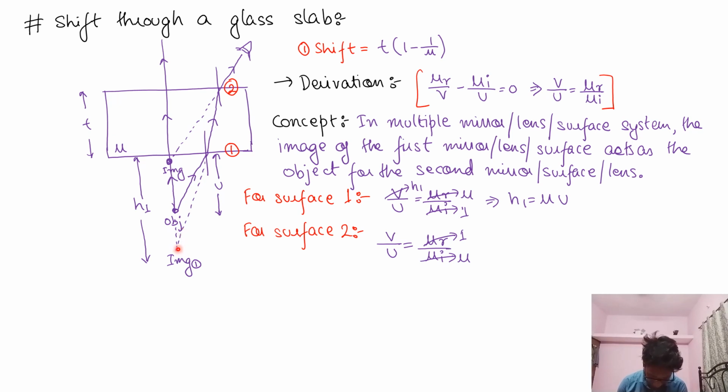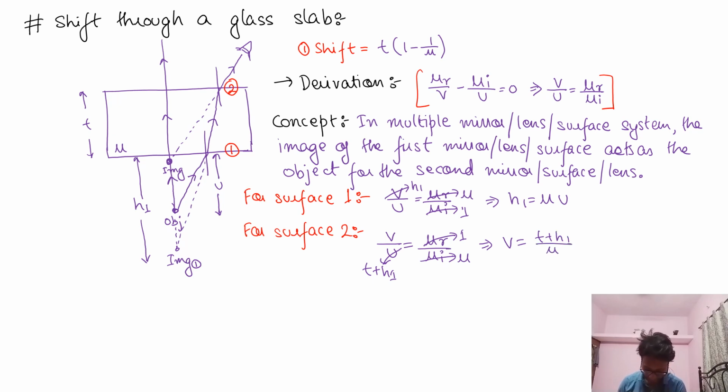This is the object for the second surface, I know that, but the distance of the object should be calculated from this surface, so the distance of the object is nothing but t plus h1, not only h1. Okay, h1 was the distance from the first surface. We have to calculate the object distance from this surface, so t plus h1. And this image V is the position where the image is formed. So can I say V is equal to t plus h1 by mu?